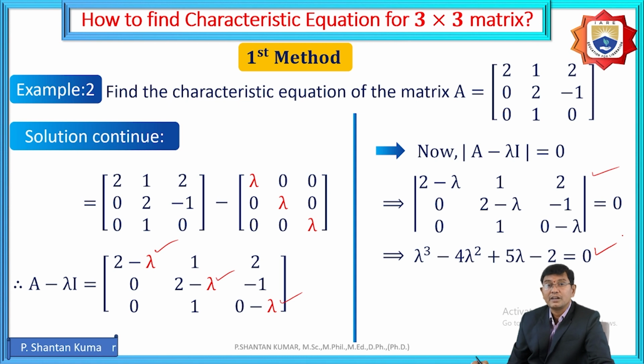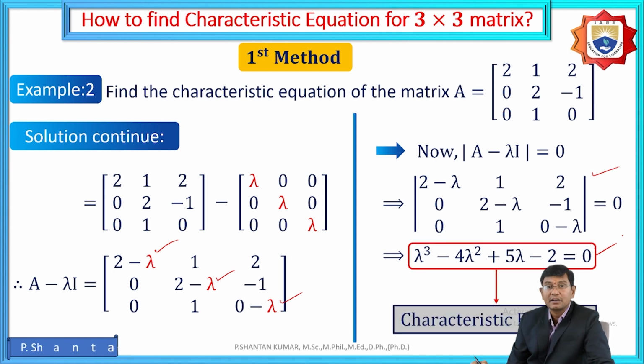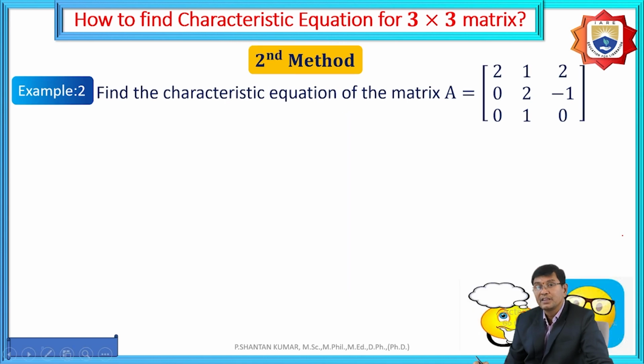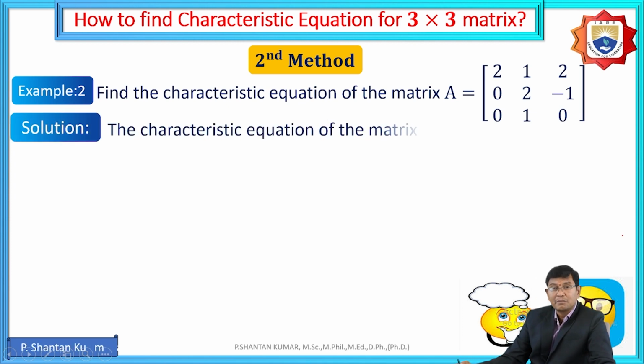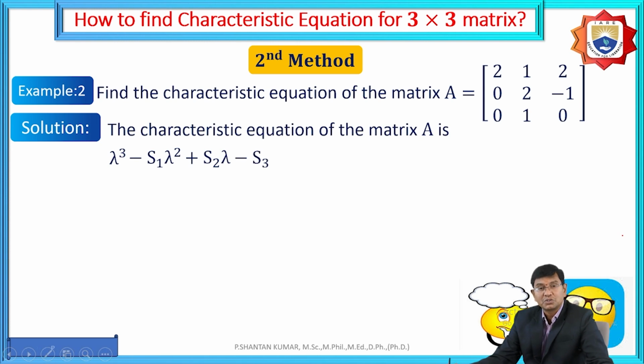And similarly, now we need to find the short method for the characteristic equation of a 3 by 3 matrix. As we know from the previous slides, for a 3 by 3 matrix it is lambda cube minus S1 lambda square plus S2 lambda minus S3 is equal to 0. This is the formula: lambda cube minus S1 lambda square plus S2 lambda minus S3 is equal to 0.